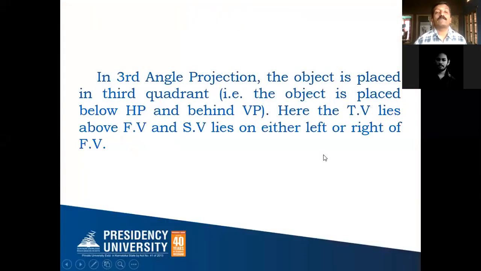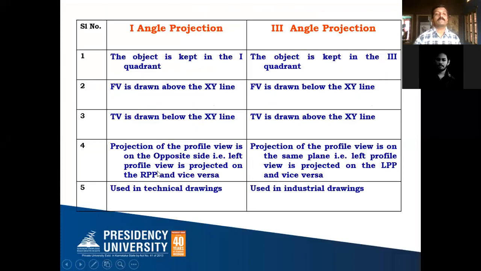That is one more difference which I have listed here. You can see that for the first angle projection system, the profile view is on the opposite side, that is, the left profile view is projected on the right profile plane and vice versa. Whereas for the third angle projection system, the same plane you will get: on the left profile plane you get the left view, and on the right profile plane you get the right view. And coming to the application, the last, fifth one which I have given, is application wise. The first angle projection system is used for technical drawings, all engineering drawings. And the third angle projection system is used for industrial drawing, some bigger applications and industrial purposes.